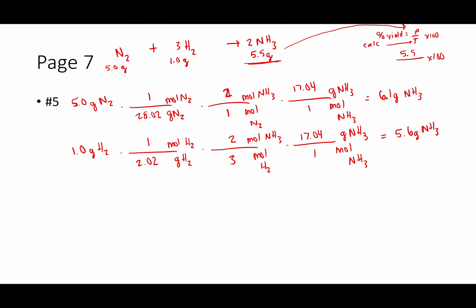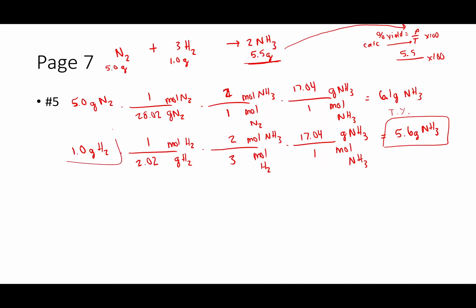Okay, so we've reached the moment we've all been waiting for. What the heck do I do with these two products that I have? Which one matters? Remember, my maximum amount of product is technically the lower amount. So this is my theoretical yield. And so that means that technically this 1 gram of hydrogen is my limiting reactant. The problem didn't explicitly ask me for the limiting reactant, but I knew that I had to find it.